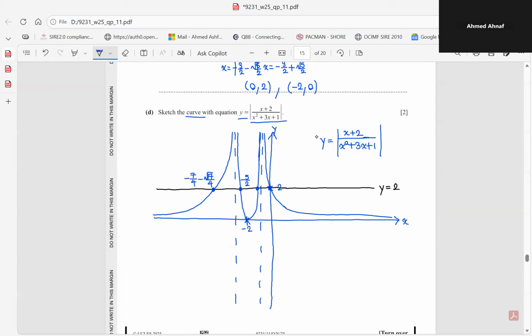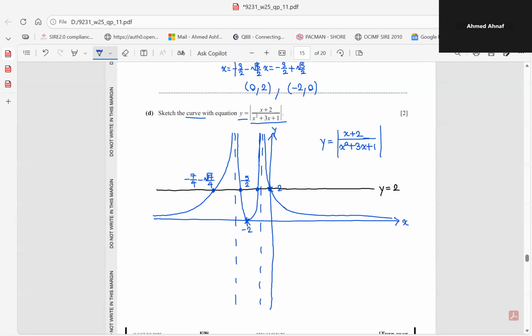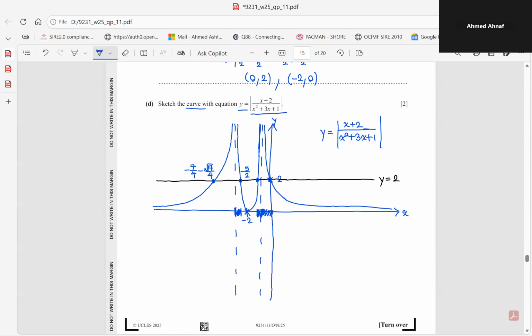So we need to find the values of x for which the modulus is more than 2. More than 2 is basically between here and here, so I'm going to shade it, as well as between here and here, as well as between here and here. That's more than 2, as well as from here to here.